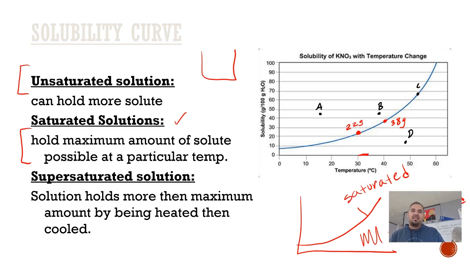And if something lands on the line, for example, C, what kind of solution is C? What kind of solution is this? That's going to be a saturated solution. Now the next one, this is where it starts to get a little bit confusing. So what about A? What kind of solution is A?